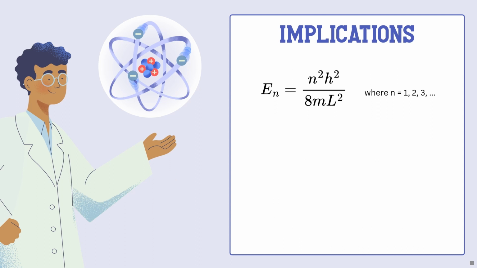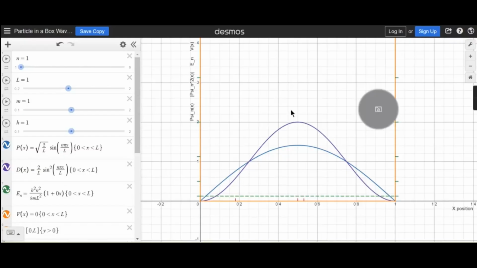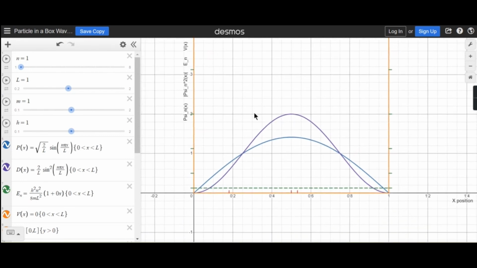Also, the energy of the system is inversely proportional to the mass and the length of the box, and the quantum mechanical solution shows that there cannot be a uniform probability density for the molecule. Here we have a particle in a box wave function plot that was done in Desmos under various conditions.